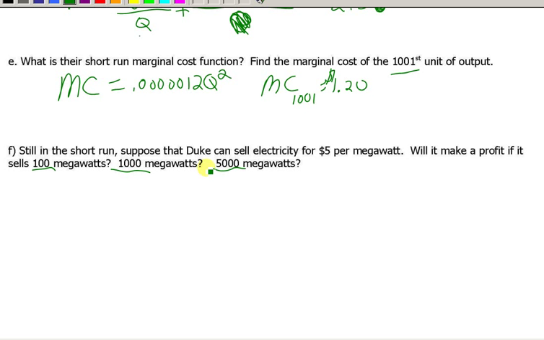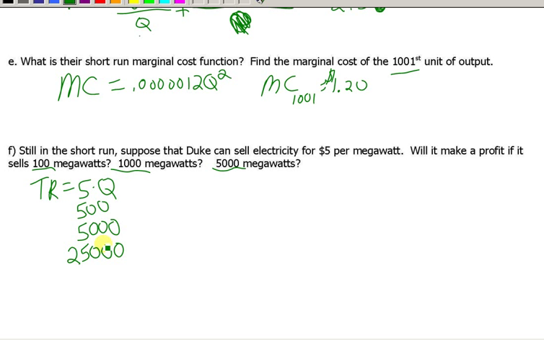So what we want to do is just set up total revenue. Total revenue is going to be $5 times quantity, and so that's very easy here. If we have 100 megawatts, the total revenue will be 500. If the output is 1,000, then the total revenue will be 5,000. And if we're selling 5,000 units, then the total revenue will be 25,000.